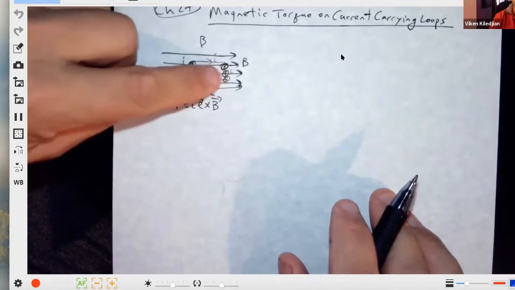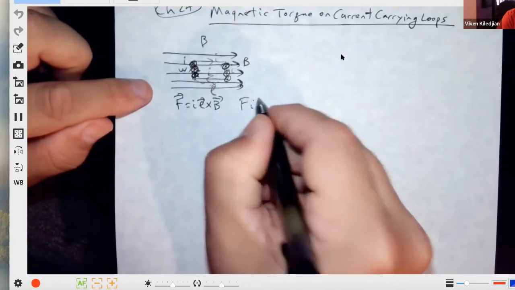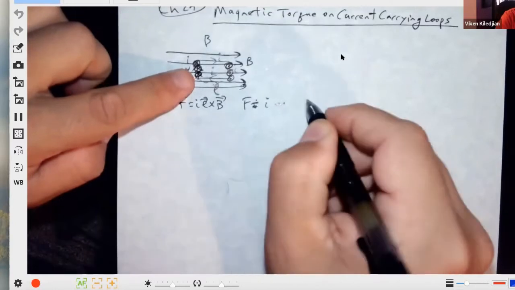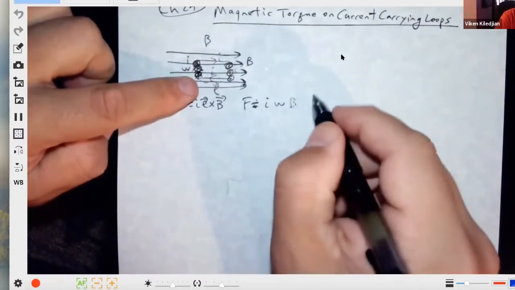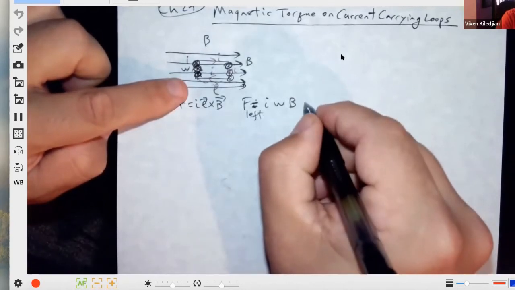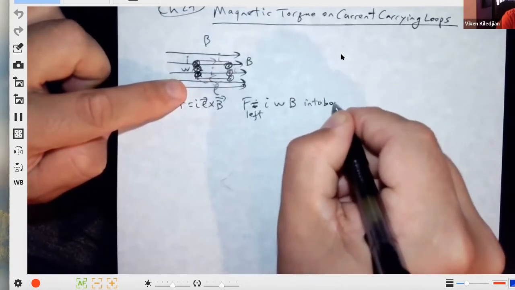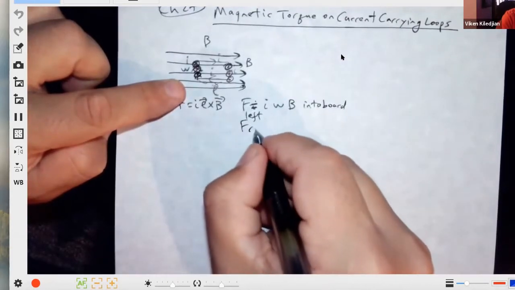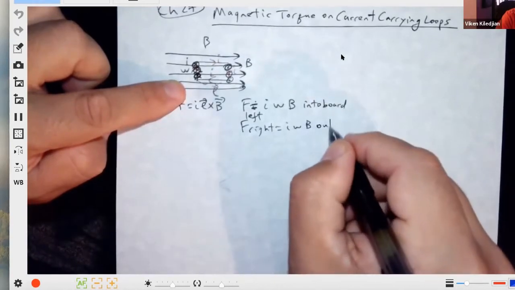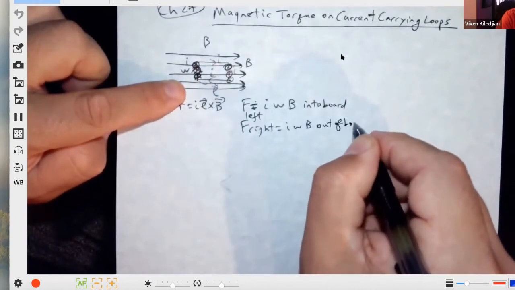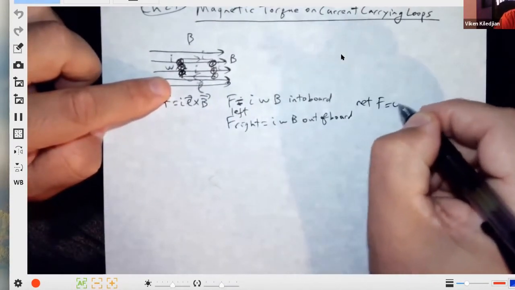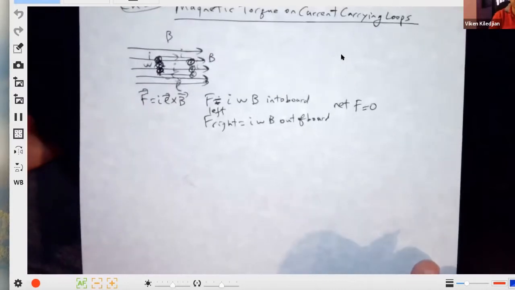The two forces are going to be equal, because the force is going to equal I times the width times the magnetic field. So this one is on the left side, and that's into the board. And then the force on the right side is IWB out of the board. So the net force is 0. But there is a net torque.